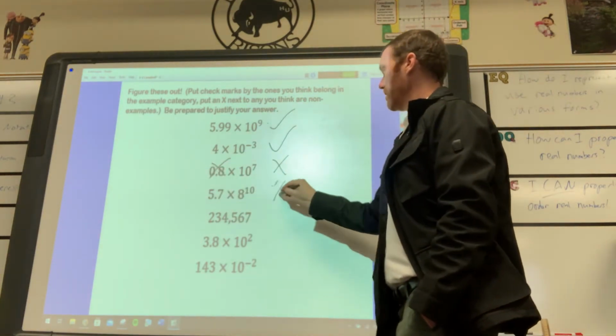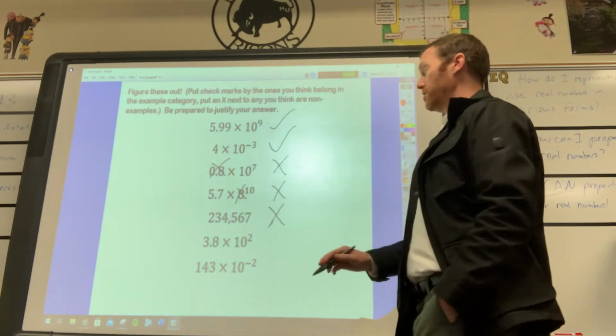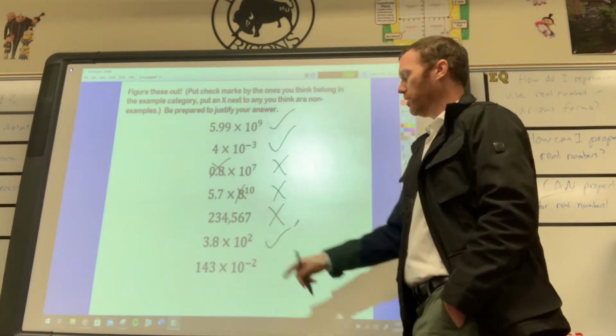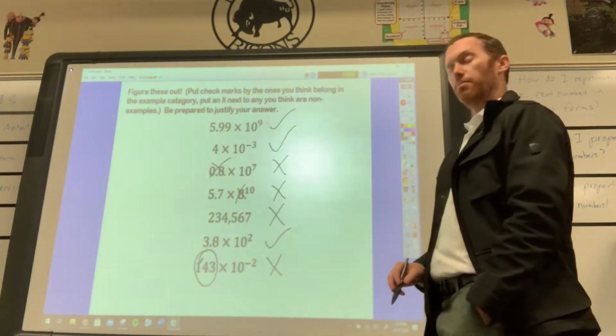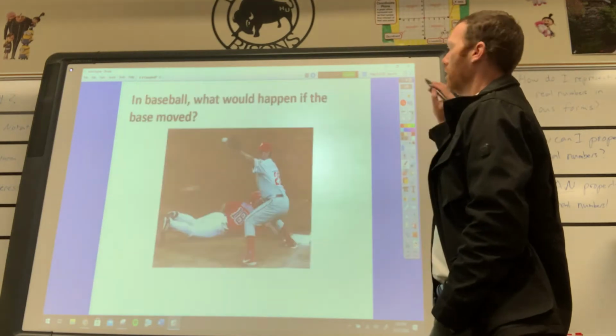This one is not an example because that 8 is not the right number. This is not an example because it's just bleh. And then this one is good right here. And the bottom one is also not an example because this number right here needs to be between 1 and 10. Sound good? Super. That's how that rolls.